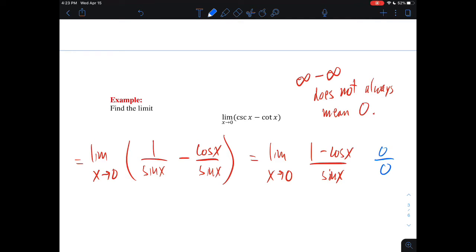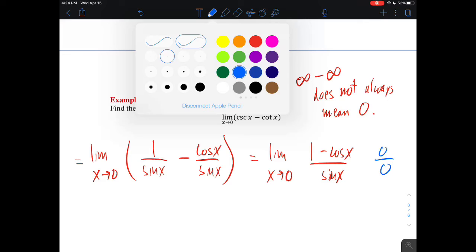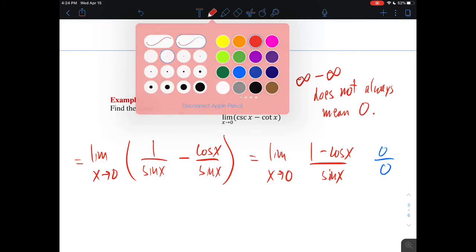0 over 0 does not mean 1. 0 over 0 does not mean 0. Again, this is an indeterminate form. You can't tell me an answer right here. So be careful about thinking of just answering and writing something down right here.